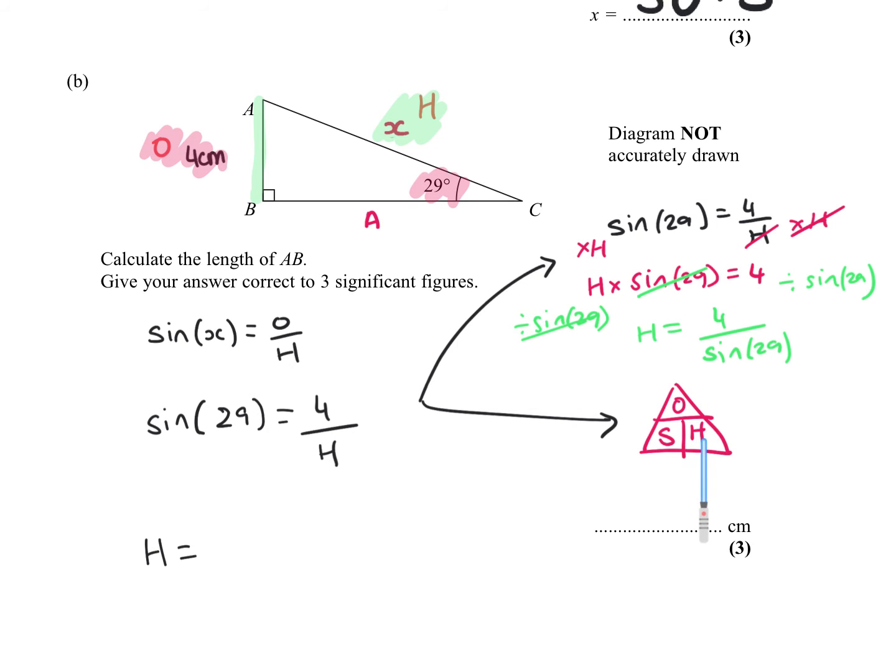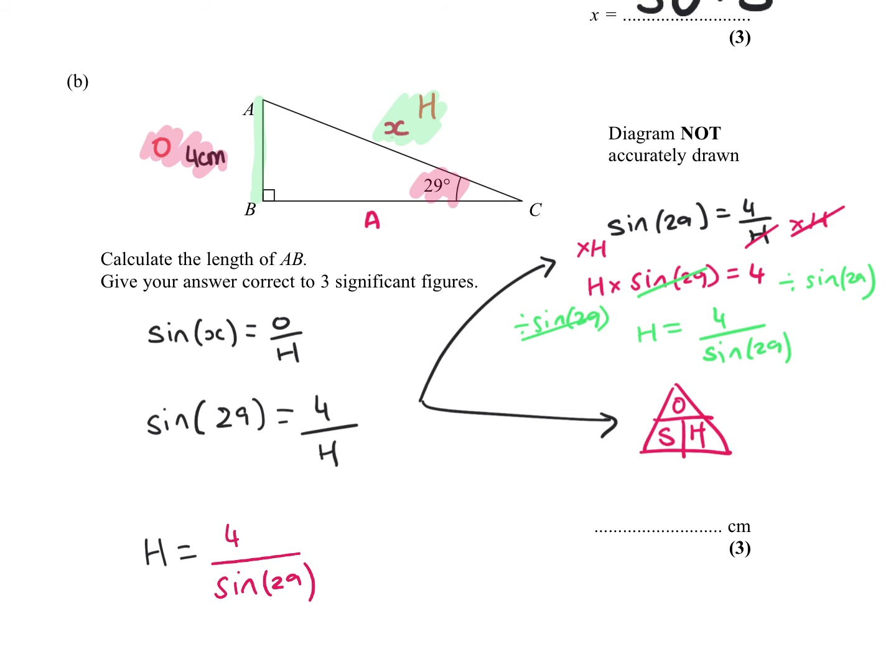So you know how to use this triangle. Cover up the H. What does it tell us to do? Opposite divided by sine. Now, we've proved that here using an algebraic method, which is fantastic. This is why the triangle works. Opposite over sine. So we're going to have 4 over sine of 29.